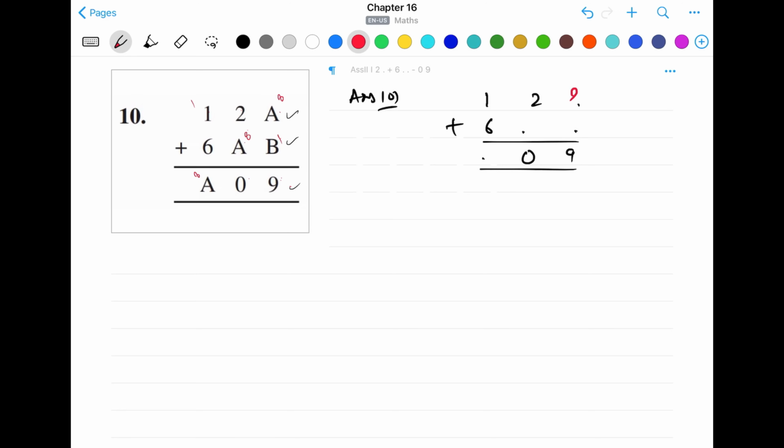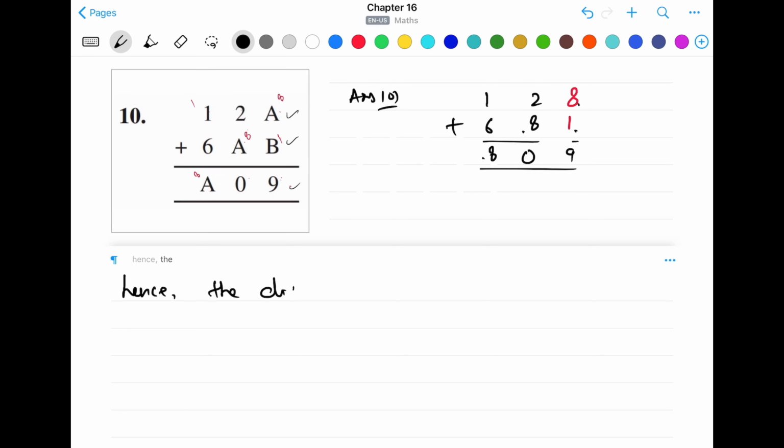That means at the place of a we have 8 here and 8 here, and at the place of b we have 1. Okay, so it's 128 plus 681, resulting as 809. Okay, so we write, hence the digits are a equals to 8 and b is equals to 1. Okay, so that's our answer.